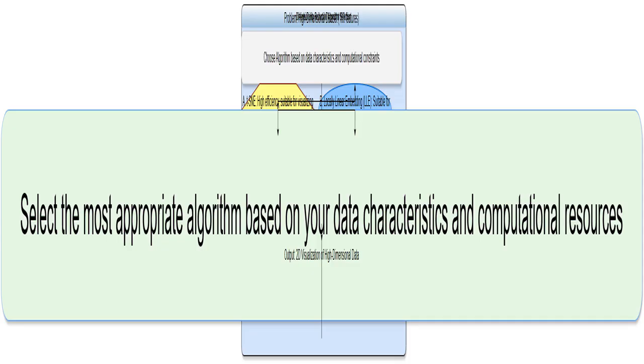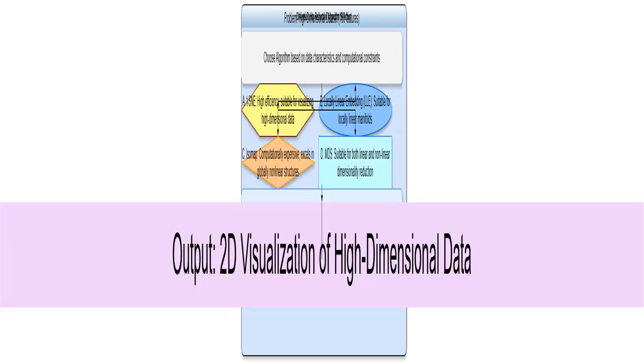The best algorithm depends on the data. I need to carefully consider which algorithm's strengths best match my data's characteristics. This is like choosing the right tool for the job. My final goal is a simple 2D plot that shows the essential structure of my high-dimensional data. This allows me to visually inspect clusters, patterns, and relationships that were hidden before.